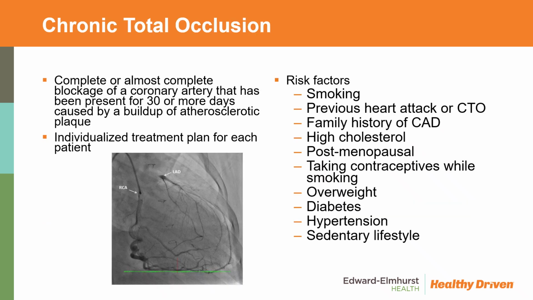CTOs, or chronic total occlusions, are another procedure that we do. It's for complete or almost complete blockage of a coronary artery that has been present for 30 days or more and caused by a buildup of atherosclerotic plaque. There's an individualized treatment plan for each patient because everybody is really different and different collaterals form for each of these people. The risk factors for a CTO are smoking, previous heart attack or CTO, family history of CAD, high cholesterol, postmenopausal, taking contraceptives while smoking, overweight, diabetic, hypertension, and sedentary lifestyle.